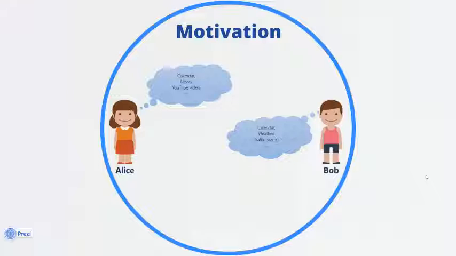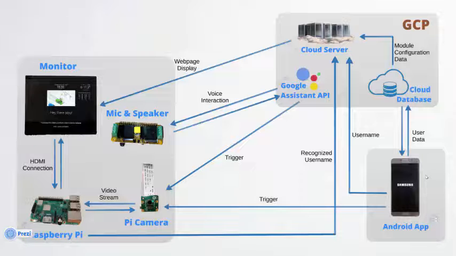For example, Alice wants to display the calendar, news and YouTube video, while Bob wants to display a calendar with his own schedule, weather, and the traffic status as well. Then how can they customize their own user interface? Our solution is to let the mirror recognize each user.